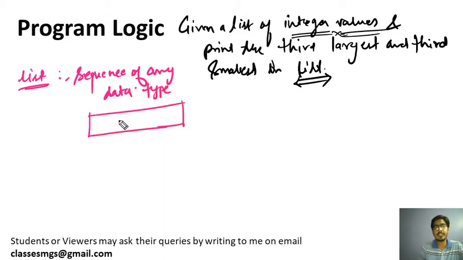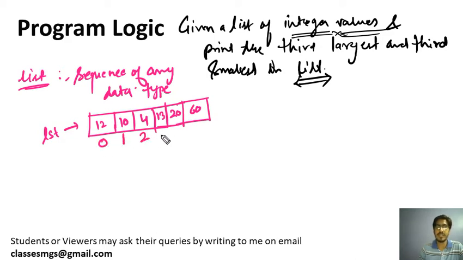Let's suppose this is a list of integers of 6 numbers: 1 2 3 4 5 6. Let's suppose it has 12, 10, 4, 13, 20, and let's suppose 60. Let's suppose this is the list, having values like this. Then what is the index number of the list? This is the 0 index, this is the 1 index, this is the 2 index, this is the 3 index, this is the 4 index, this is the 5th index.